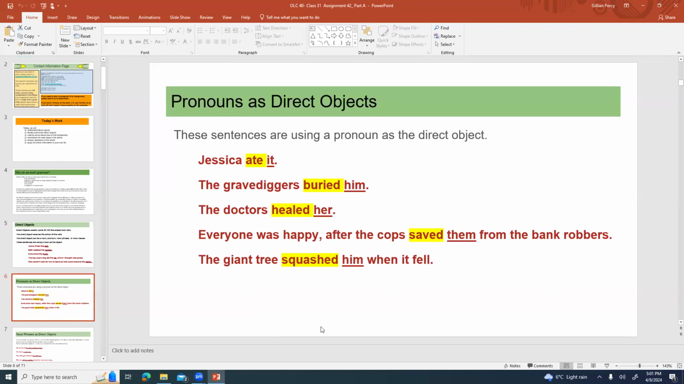Pronouns can also act as a direct object. Things like Jessica ate it. The gravediggers buried him. The doctors healed her. Everyone was happy after the cops saved them from the bank robbers. The giant tree squashed him when it fell.